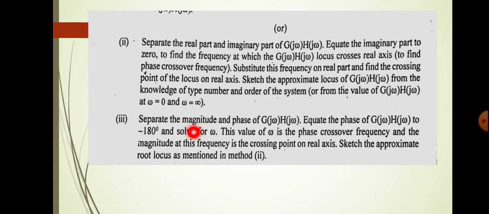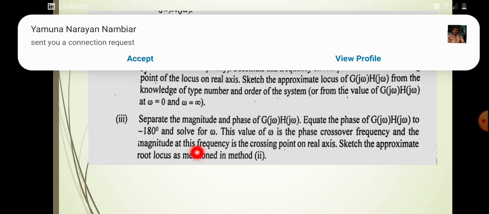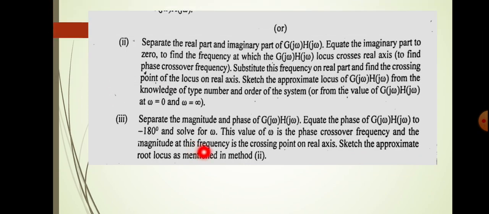And the third method is we can separate the magnitude and phase of G(j omega)H(j omega), and we can equate the phase of G(j omega)H(j omega) to minus 180 degrees, and solve for omega. This value of omega is the phase crossover frequency, and the magnitude at this frequency gives the crossing point on the real axis, and we can then sketch the approximate locus as mentioned in method 2.